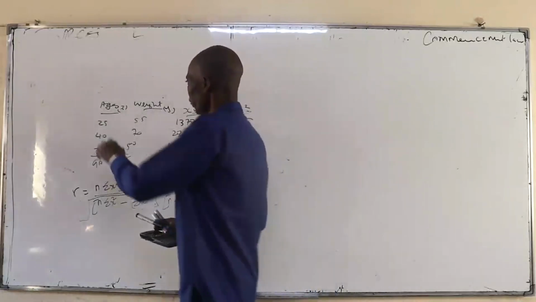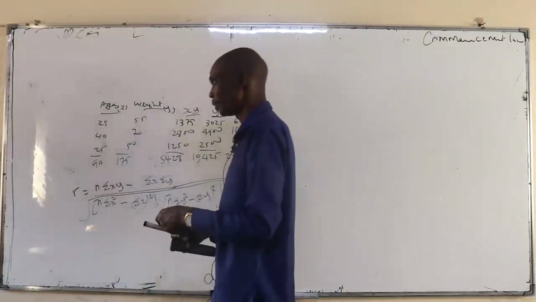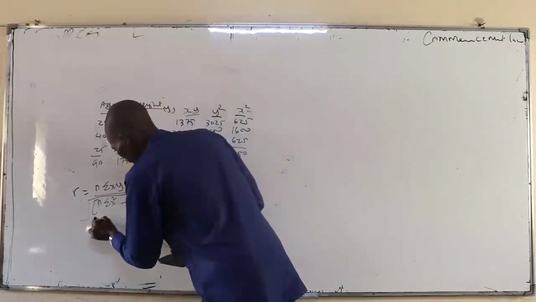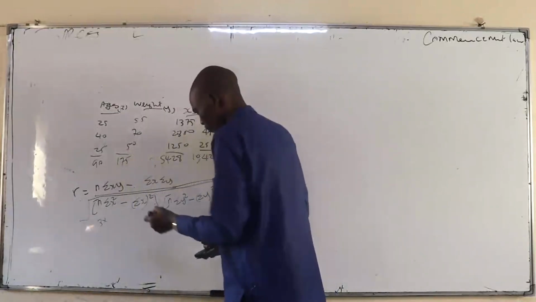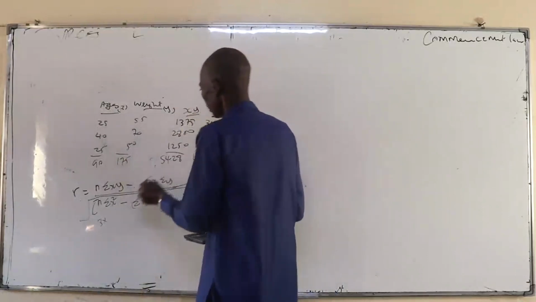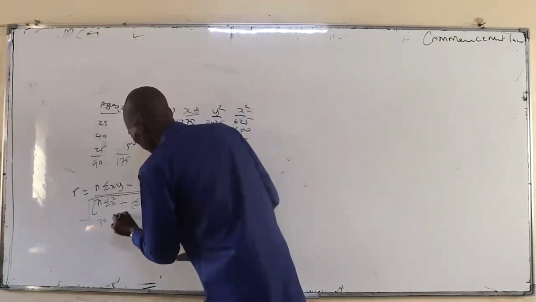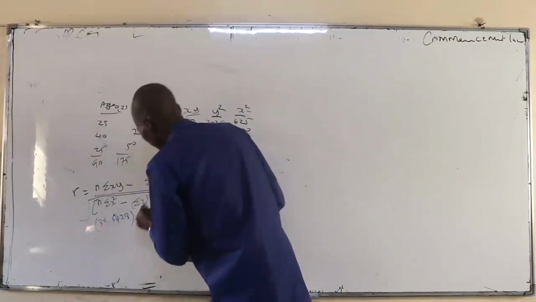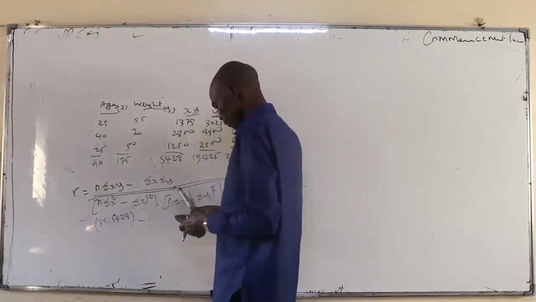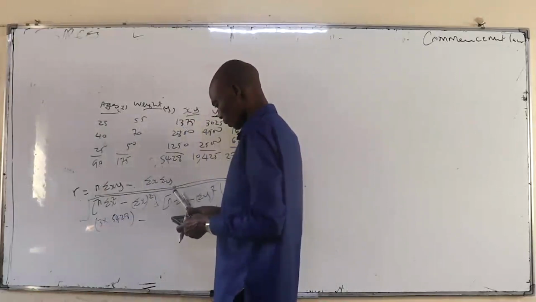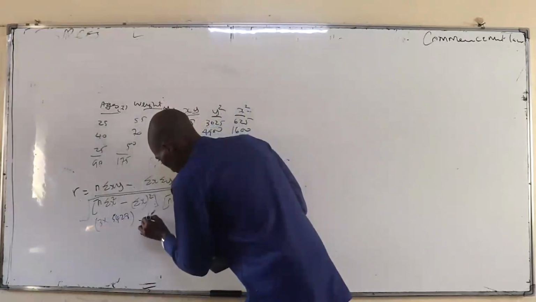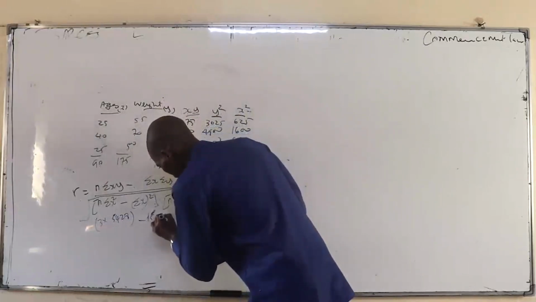So we proceed. Of course, we know there are 1, 2, 3, so we're considering 3 items, and therefore n is 3. So we have 3 times summation of xy, which is 5428. Then minus summation of x, summation of y: 90 times 175. That gives you 15,750. So you work that out.